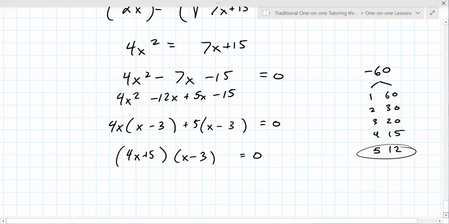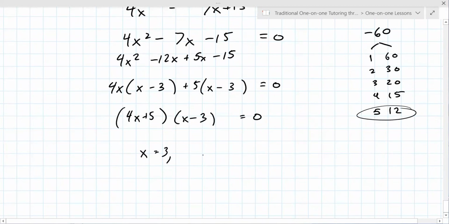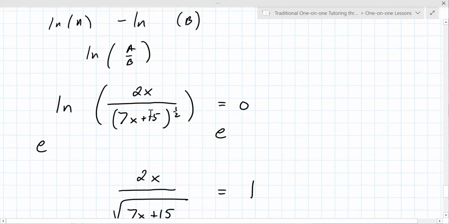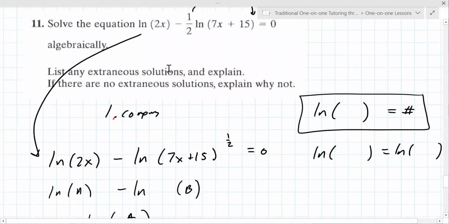Now you feel really good. You're like, okay, I got it. x is 3, x is minus 5 over 4. But if you go back and look at the question, it says, list any extraneous solutions and explain. So we have to check these.